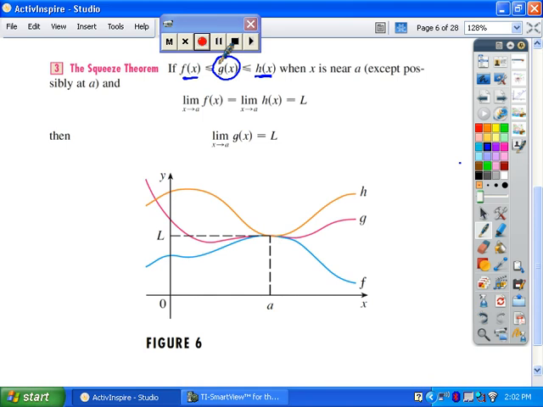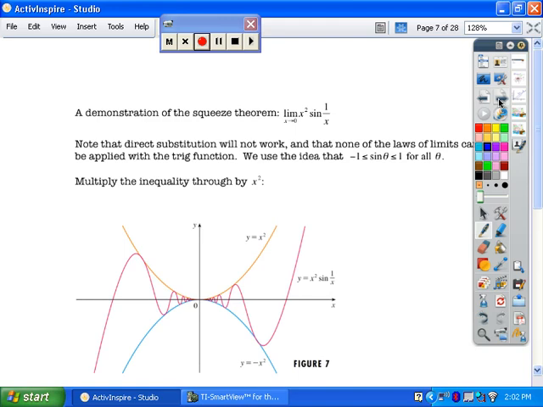Let me give you an example of this. Actually, I think it might be on the next page. Let me just double check here. Yeah, this one right here. Let's say we wanted to find the limit of x squared times the sine of 1 over x as x goes to 0. You can't just put 0 in because you get a 0 on the bottom of the fraction. But here's what you can do.